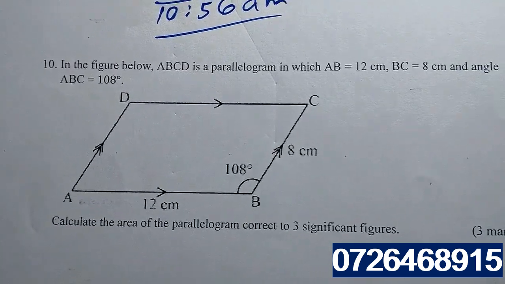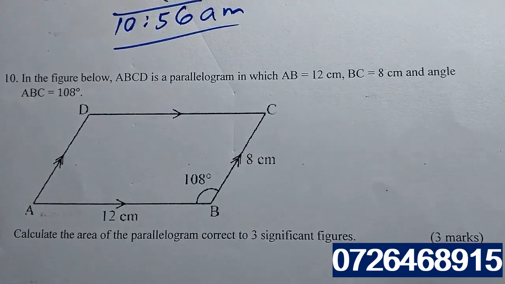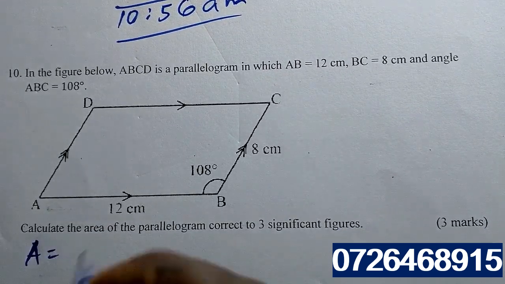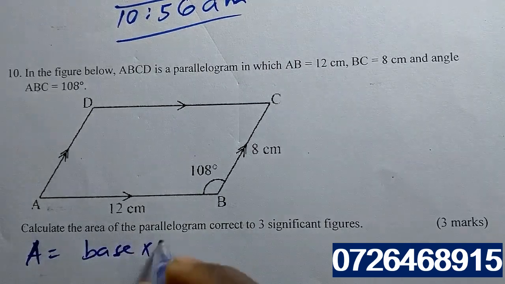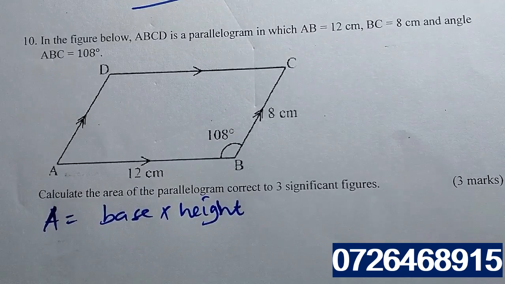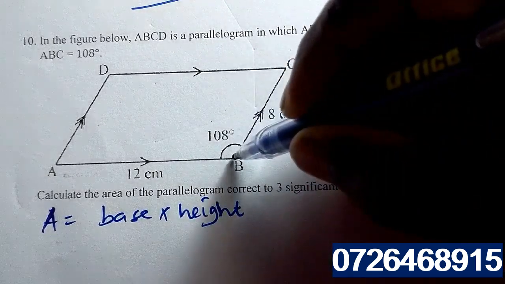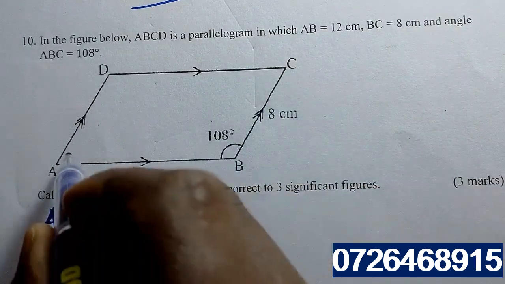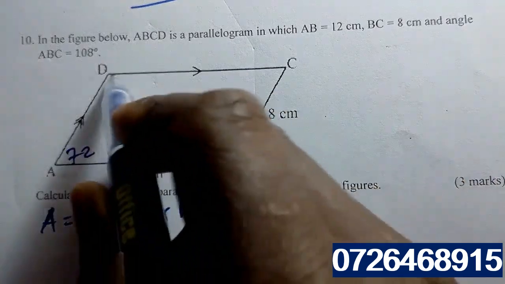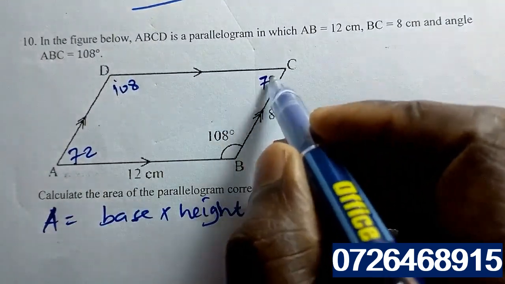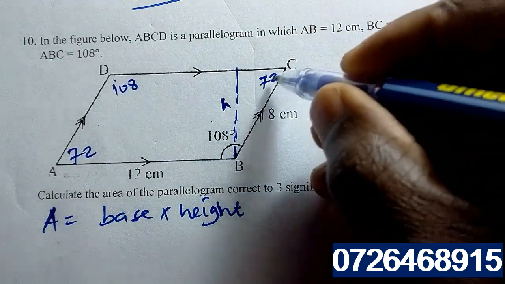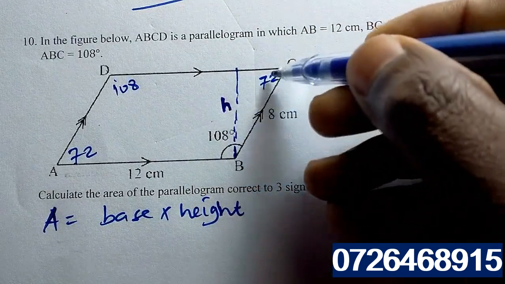In the figure below, the parallelogram, find the area. The area of a parallelogram is simply base times height. For a parallelogram, that is the formula for getting the area, right? But the height here, you should know a parallelogram, kama hapa ni 108, hapa ni 72, because they are adjacent, they must add up to 180. This is 108 and this is 72. So our height ni hii. So to get this h, we are going to use this angle.